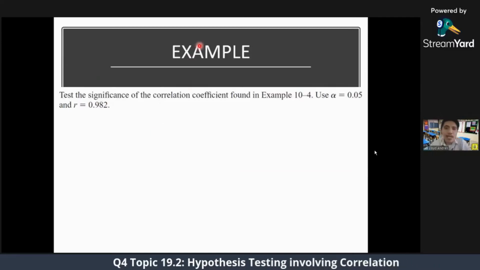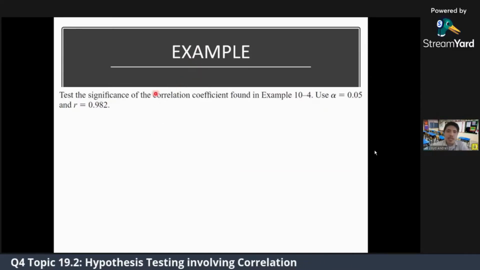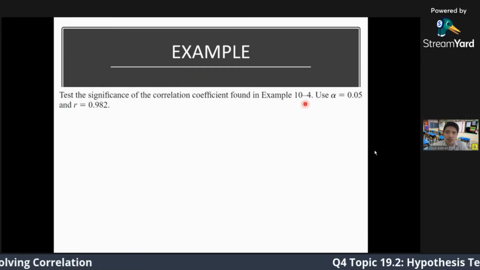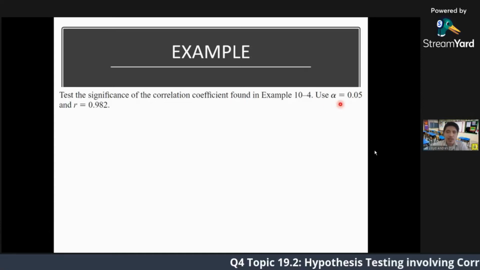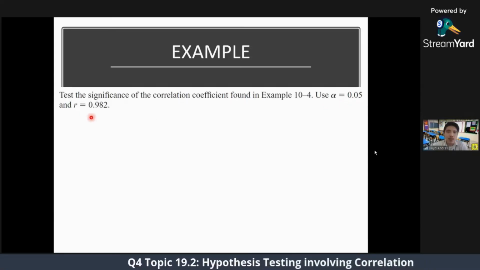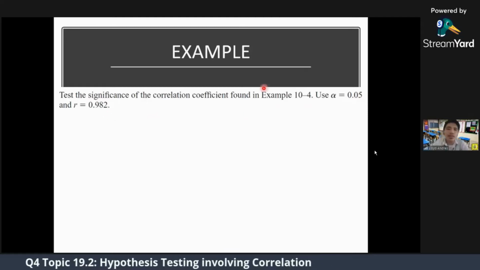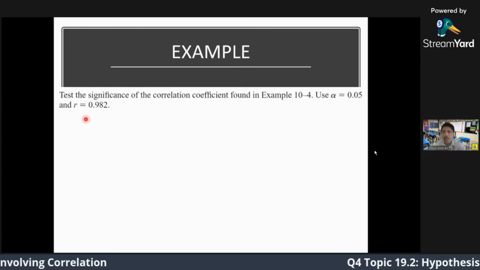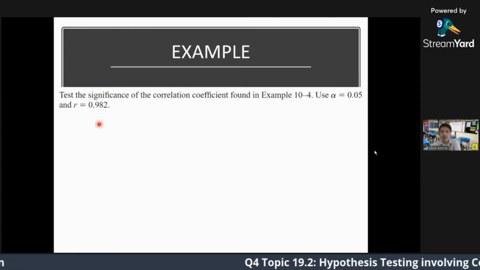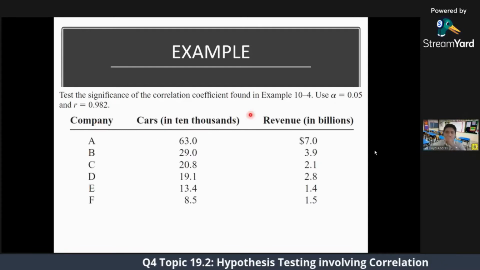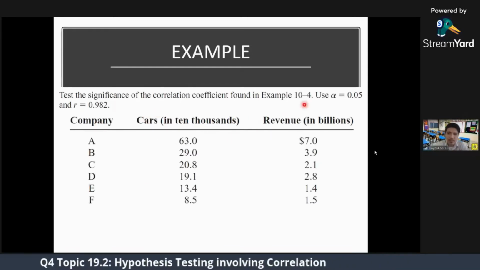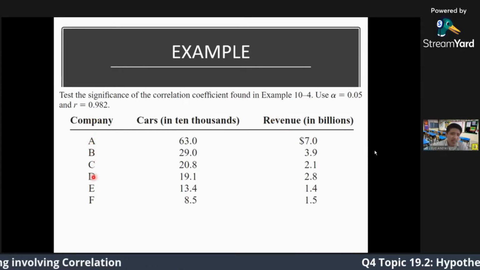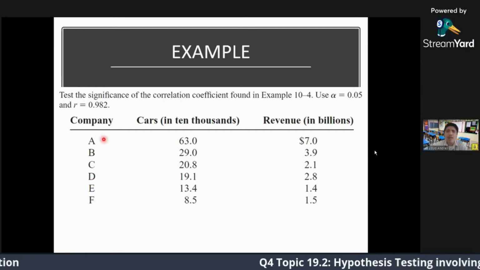So let's have an example. Test the significance of the correlation coefficient found in example 10-4. Use alpha equals 0.05 and r equals 0.982. In the earlier example, the solving of r was skipped, since r is already given. Actually, this is the data from example 10-4. We have 1, 2, 3, 4, 5, 6 companies, car companies.